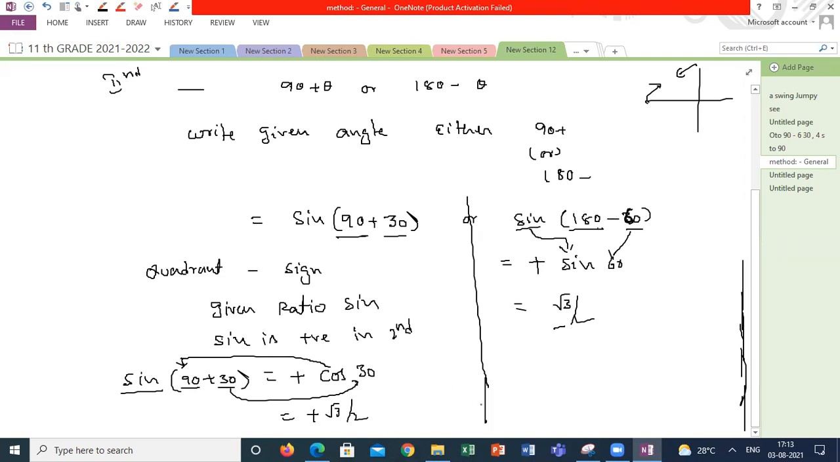This is the general method. Why do we have to follow this method? What is the logic behind this? How am I getting the answers when I follow this method?